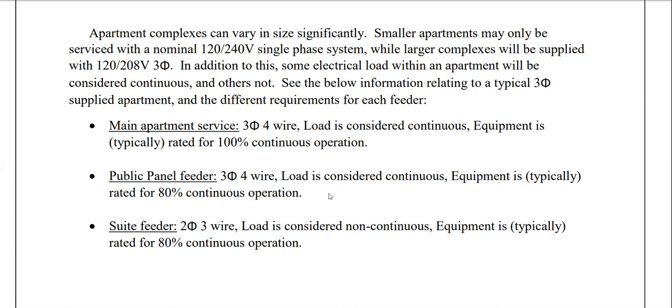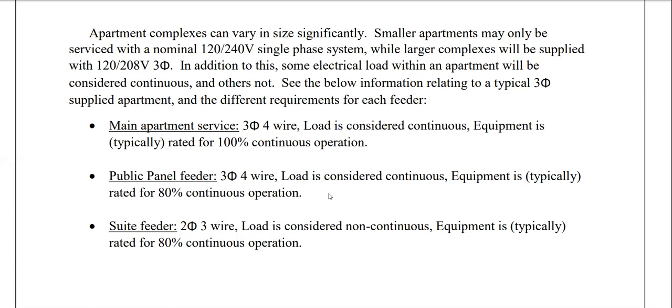The equipment is typically rated for 80% continuous operation, meaning the panel board and the disconnects that supply the public panel are typically 80% rated. In this situation, you would then need to increase or divide by 0.8 the amperage to get a larger wire.